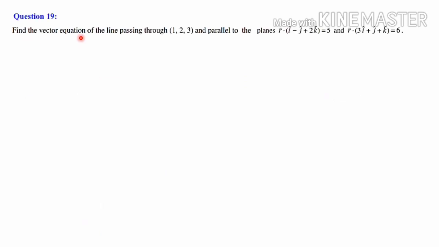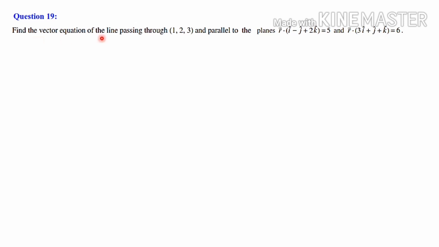Next we shall discuss question number 19. Find the vector equation of the line passing through (1, 2, 3) and parallel to the planes vector r dot (i cap minus j cap plus 2k cap) is equal to 5, and vector r dot (3i cap plus j cap plus k cap) is equal to 6.